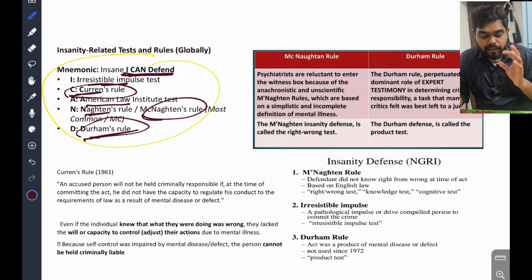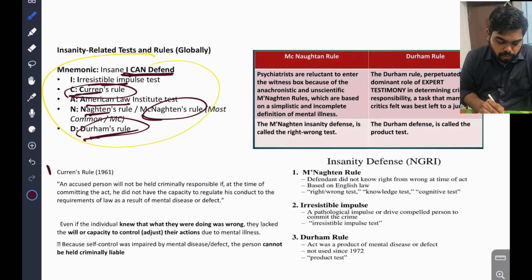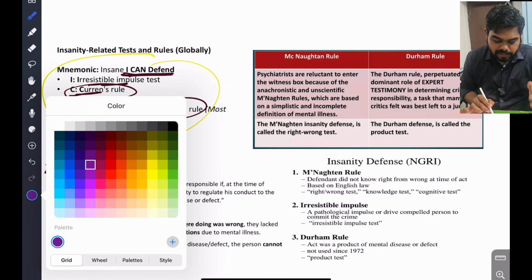I, irresistible impulse test. C, Curren's rule. A for American Law Institute, some American law is there. N for McNaughton's rule, and D for Durham's rule. These are very important, so we will see what each is. Okay, now we will see what Curren's rule is.